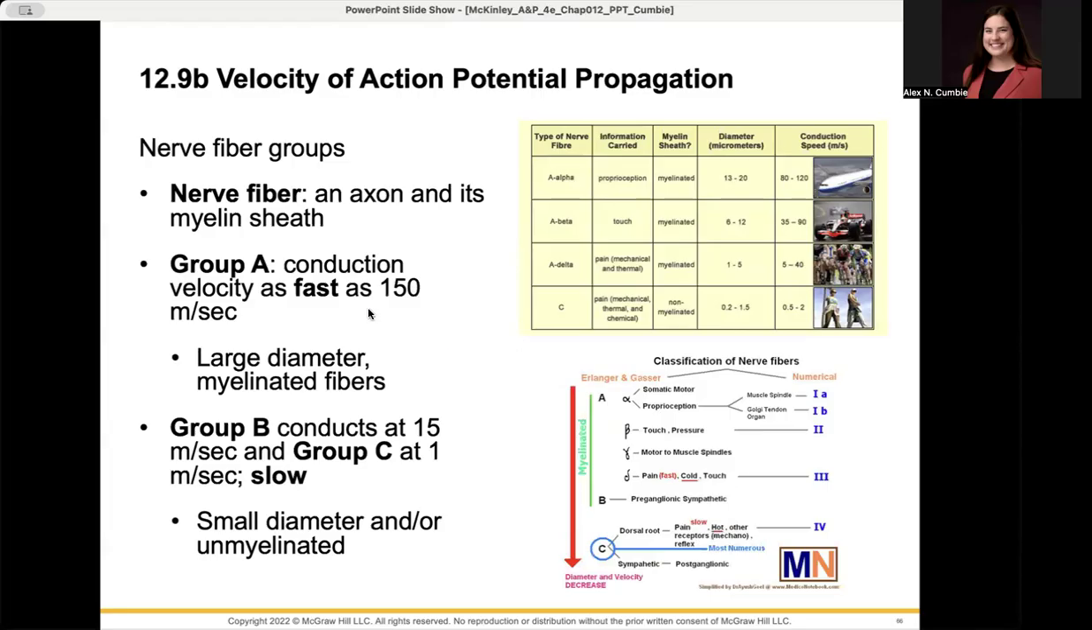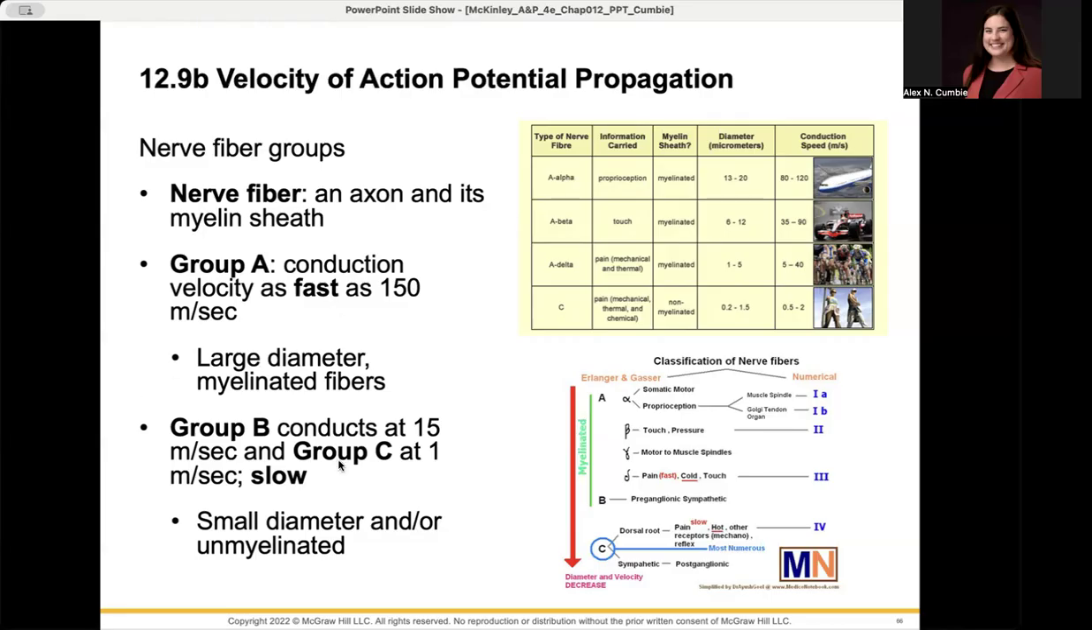So we can actually classify these into different groups. This is the last slide in this PowerPoint. And these different groups are just describing the diameter of the myelin sheath and how quickly it can conduct an electrical signal. So the group A ones are the fastest by far. They have a very thick diameter and they can move as fast as 150 meters per second. So that's very, very quick.